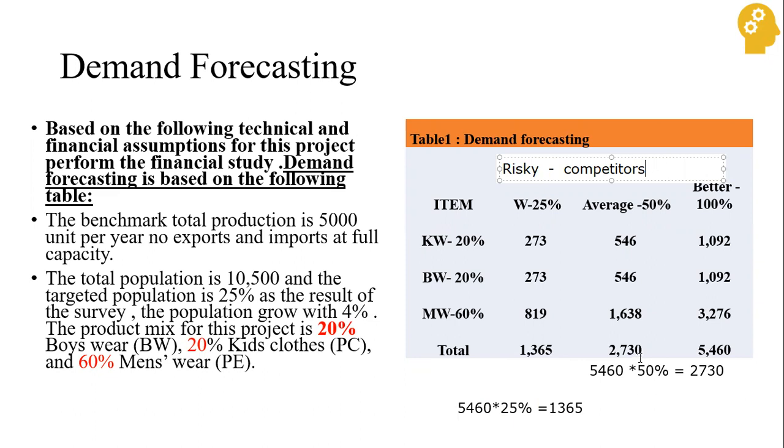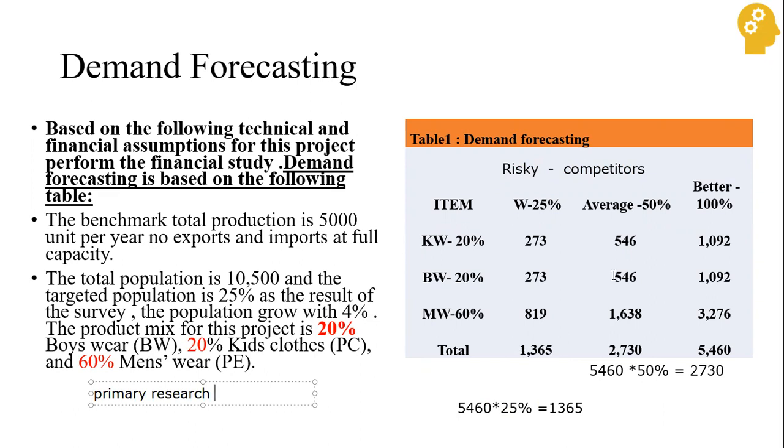I will do the same for the average, the 2730. I will multiply times 60, which is given according to the questionnaire. So these three given data have been done through what we call a primary survey. What do you mean by primary survey? Primary research: how people are behaving and how they are looking for certain products.